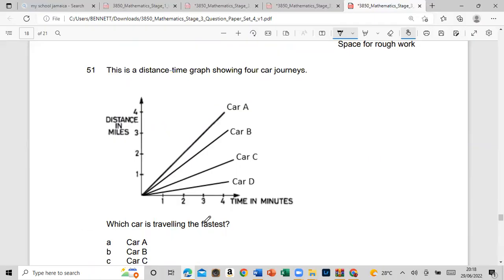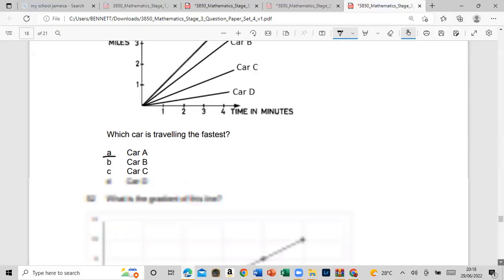Which car is traveling fastest? And that would be car A. All right, well done, my friend. So guys, it's less minutes it takes, right? And it covers more distance. So it covers 4 miles in 4 minutes, while this covers 3. So if you do the gradient, the steeper the gradient, the faster. Good question though.